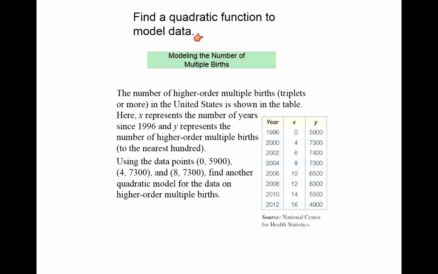Find the quadratic function to model data. Let's take a look at this example. The number of higher order multiple births, triple or more, in the United States is shown in this table.